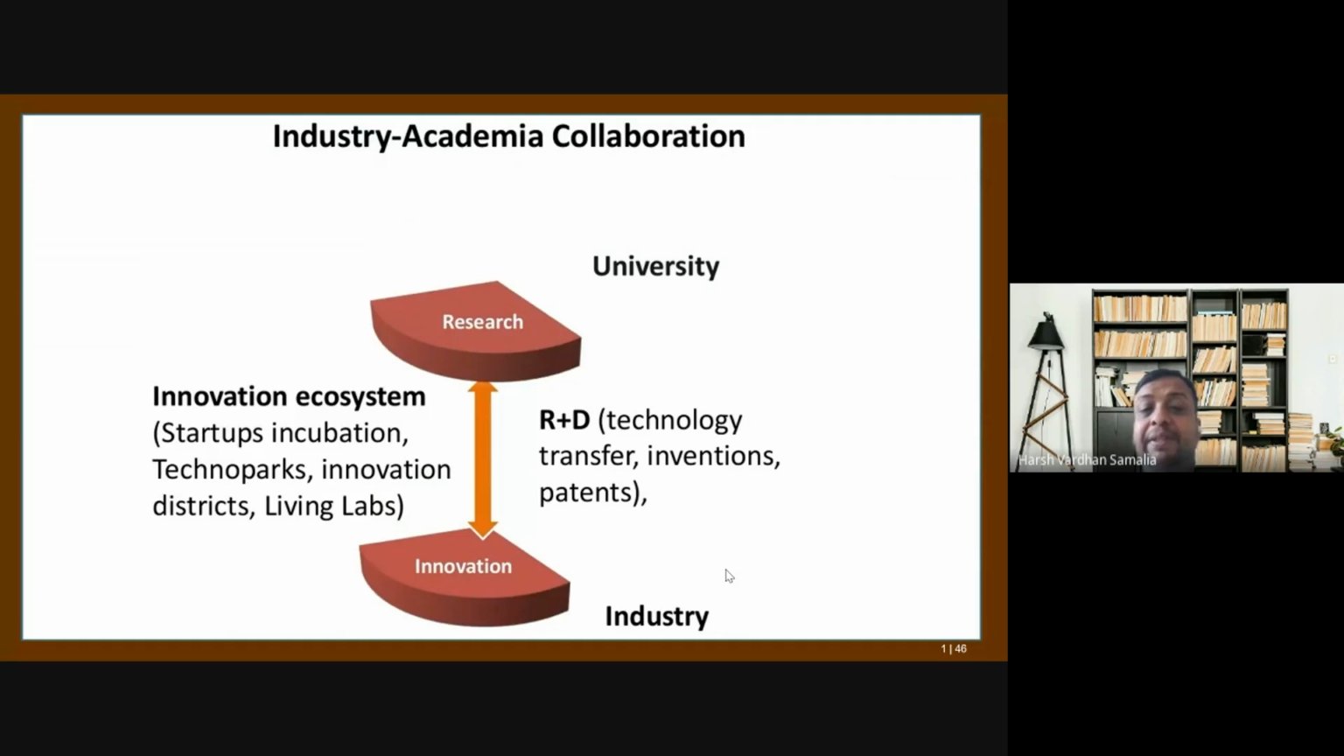So this is something where, when you spoke about the linkage between research and innovation, for companies the innovation ecosystem is very important. That's why the government, through setting up business incubation centers in educational institutes, is trying to provide that kind of ecosystem where both industry and academia can collaborate.